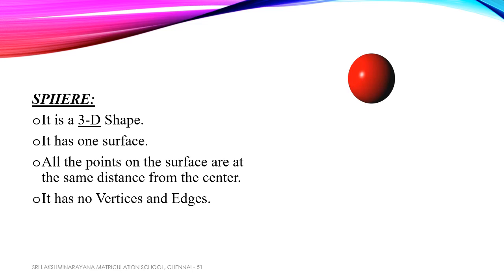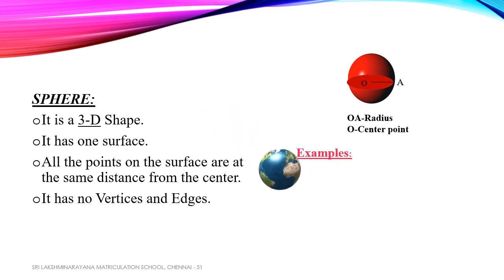Sphere has one curved face. It has no vertex, no edge. It has a center point called O. O is the center point. Distance between O and A is called radius. Children, now take a look at the objects shown here. Each one of these objects is a shape of sphere.